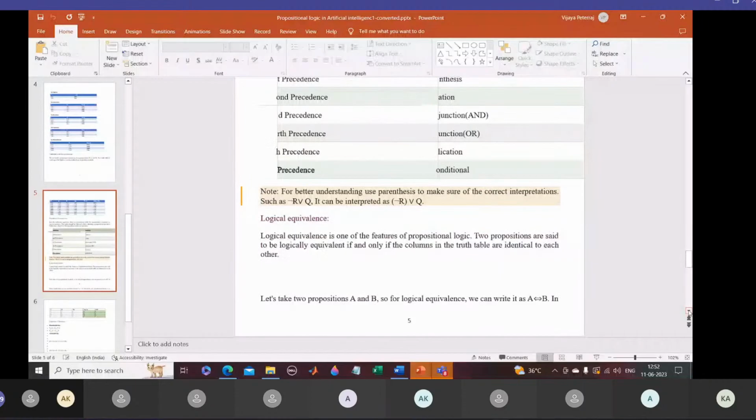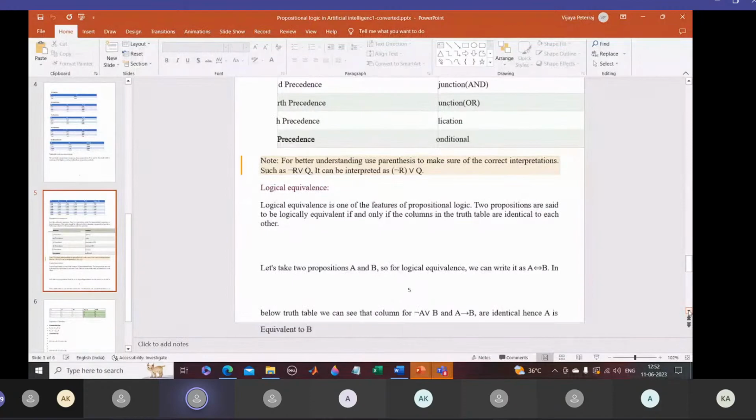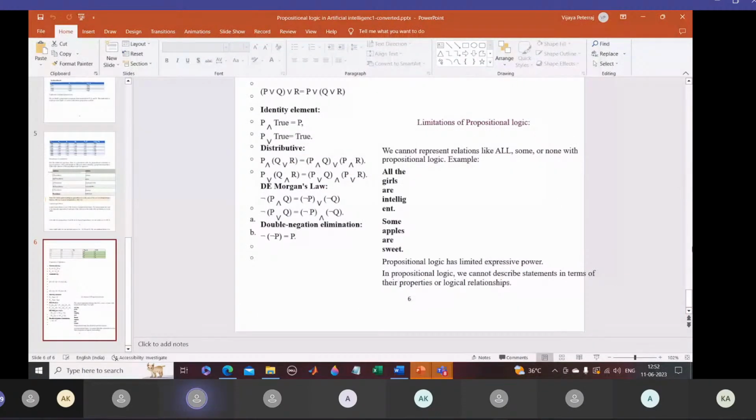So logical equivalence is one of the features of your PL. So when they are logically equivalent, if and only if the columns in the truth table are identical to each other. ரெண்டுமே சேம் இருந்ததுன்னா then you say they are logically equivalent. Okay, so there are some examples of this.